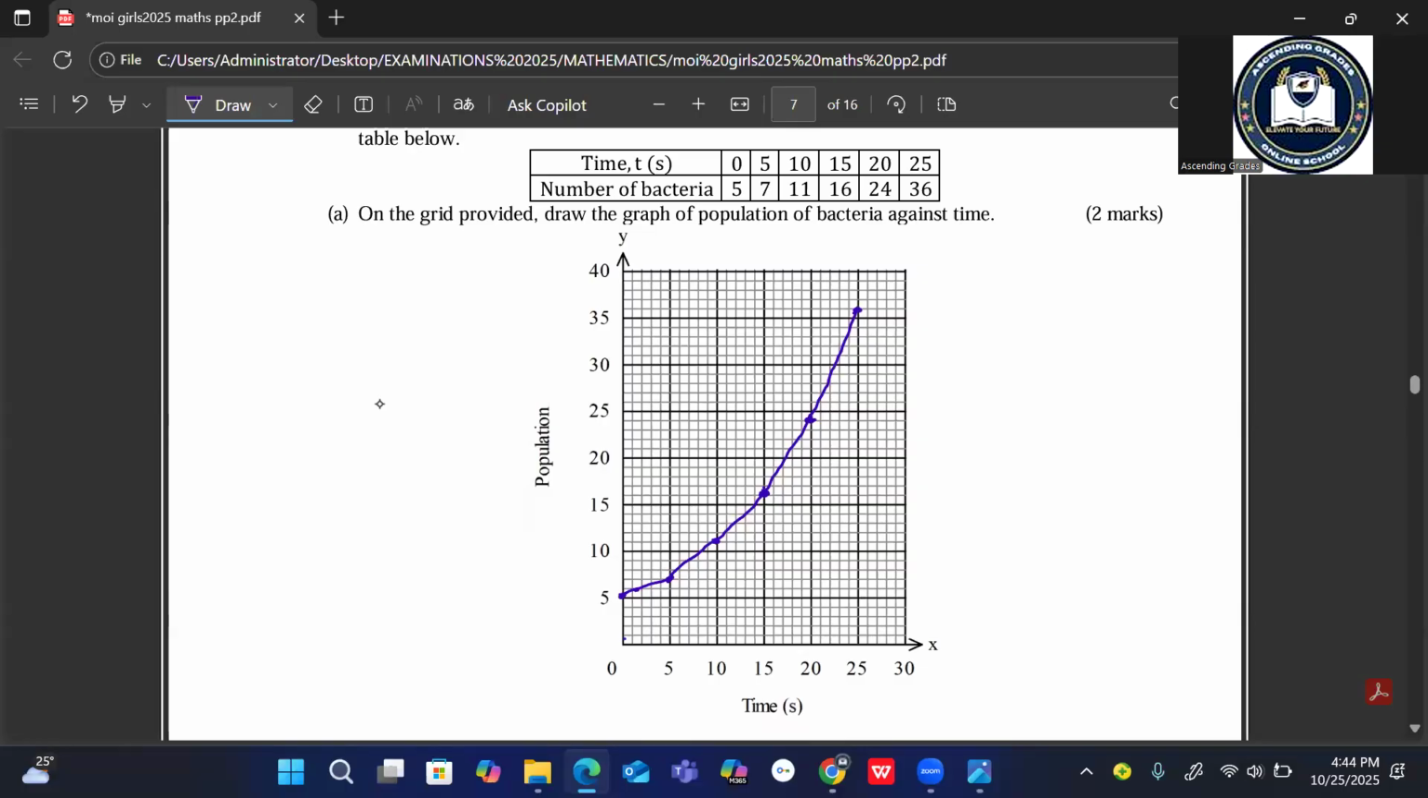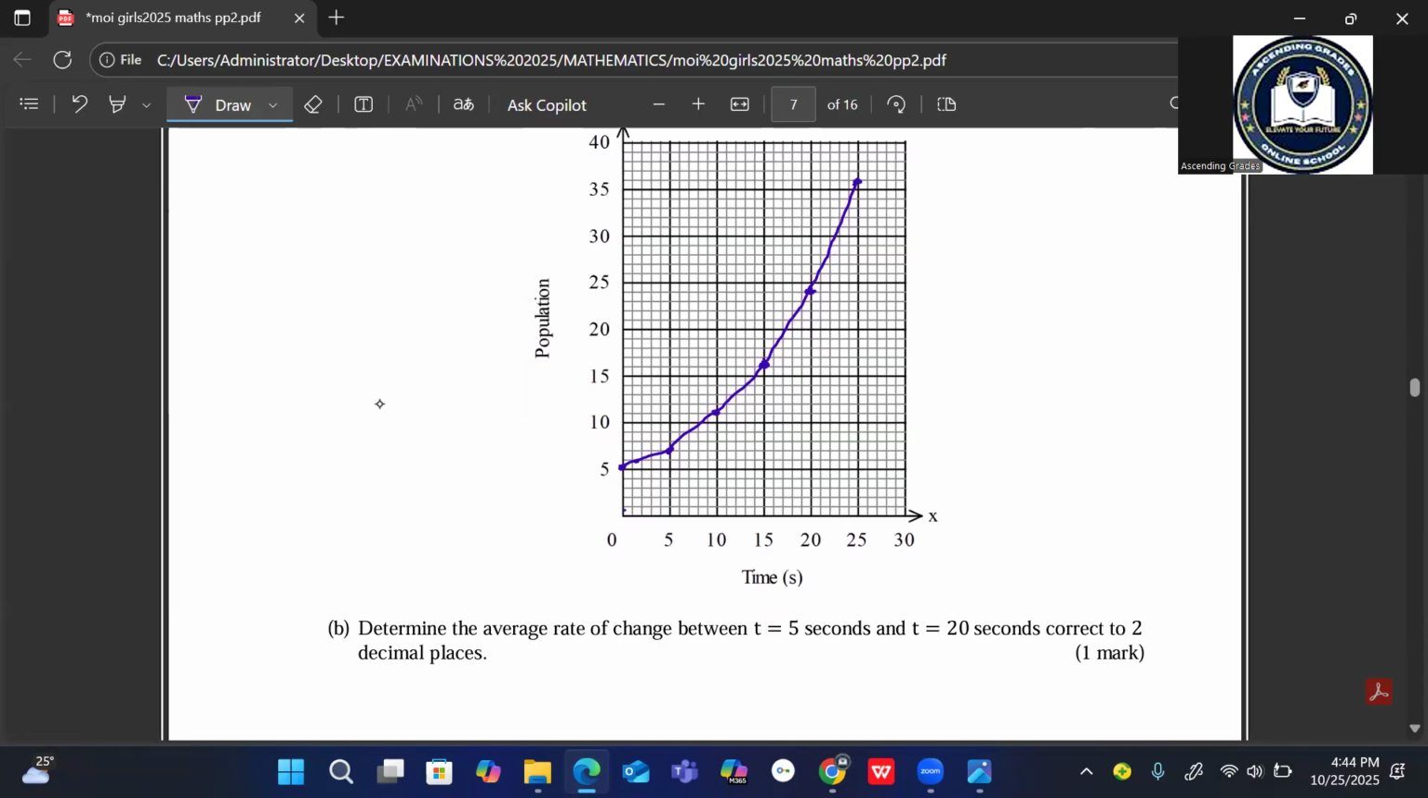It is now the graph. So we have our graph, as you can see. So we've drawn it, and we get the 2 marks for doing that. Then determine the average rate of change between when t is 5 and t is 20, correct to 2 decimal places.